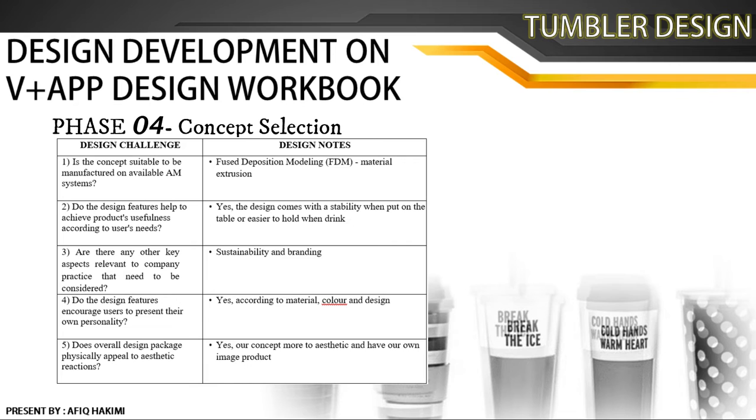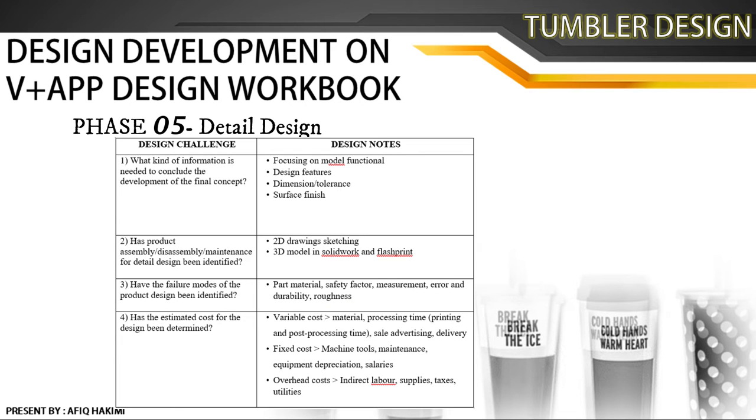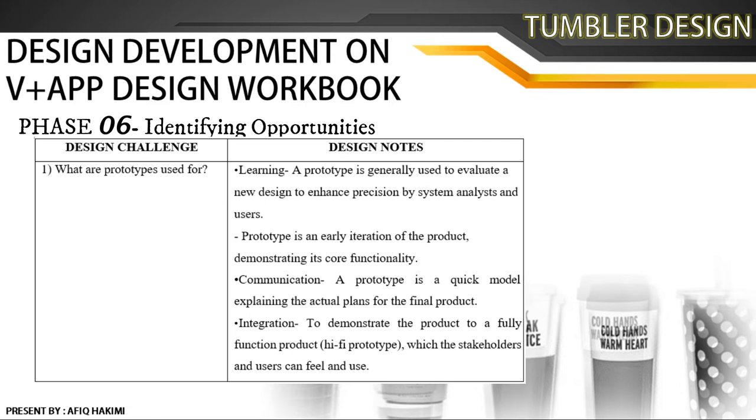For phase 05, the detail design, we have four kinds of information needed to conclude the development of the final concept. First, we focus on model function and design features. Third, dimension and tolerance, that means suitable for the consumers. And then the surface finish, so the product looks nice. As for the product assembly, for the detail design being identified, yes, we have two. First, 2D drawings for sketching, and then we use SolidWorks to do the 3D model, and then print using Flashprint. Okay, phase 06, prototype testing: is the product able to be fabricated with different types of material?